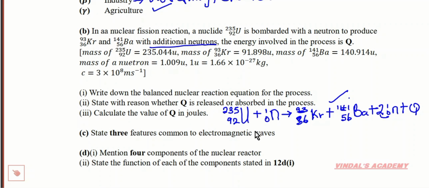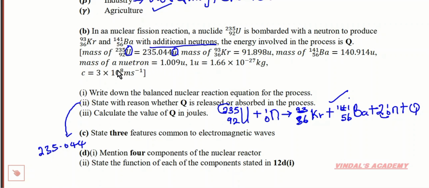Alright, for us to be able to answer that question, we will first of all calculate the total mass. Look at this U. This U represents the unified atomic mass, that is the mass of each of these elements. Alright, let's start adding. This one is already giving us 235, so it's going to be 235.044.